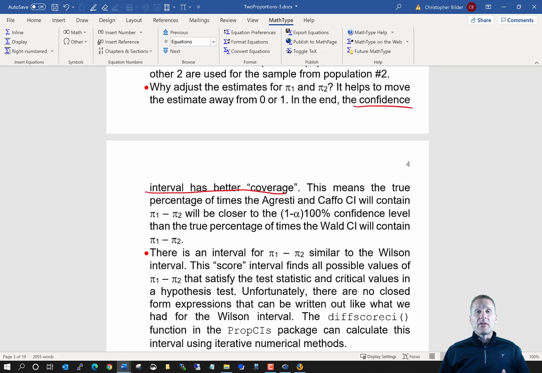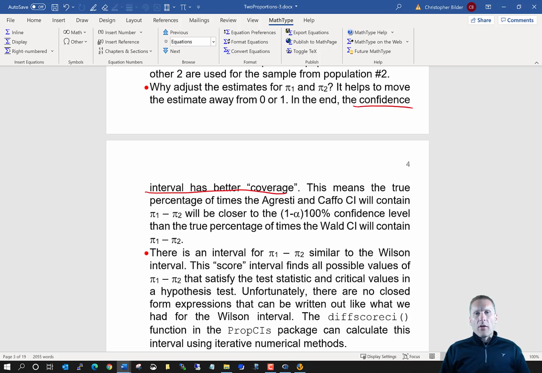So let's say that we go out and take samples from population 1 and population 2, calculate a 95% confidence interval. Go out and take another sample from population 1 and population 2, calculate the confidence interval. Let's say we do this 1,000 times. For a 95% confidence interval, we would expect approximately 950 of these to actually contain pi 1 minus pi 2, that true difference of the two, let's say, probability of success parameters or proportion parameters. That's what we would expect to have happen.